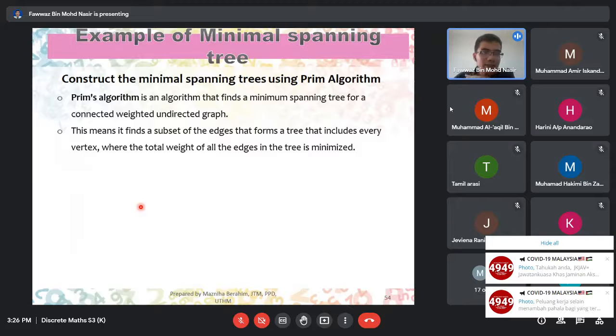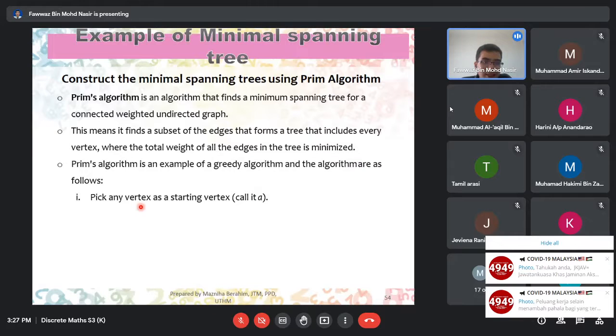Jadi this means it finds a subset of the edges that forms the tree that includes every vertex where the total weight of the edges in the tree is minimized. Okay, jadi basically bila kita gunakan algorithm ni, dia akan cari the spanning tree with the shortest ataupun the smallest weight, the smallest total weight.